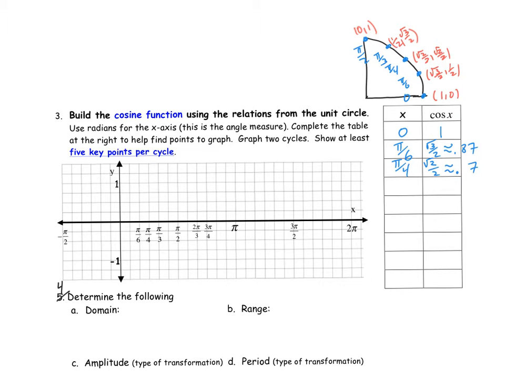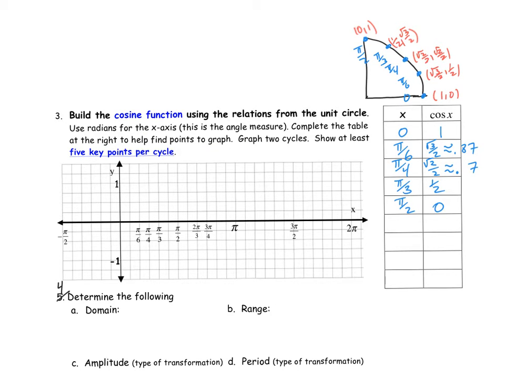The next point on the unit circle is an angle of pi over 3. The x coordinate is 1/2. So cosine of pi over 3 is 1/2. Next point that we're going to do is pi over 2. So that's right here at the top of the unit circle. The x coordinate here is 0. So cosine of pi over 2 is 0.